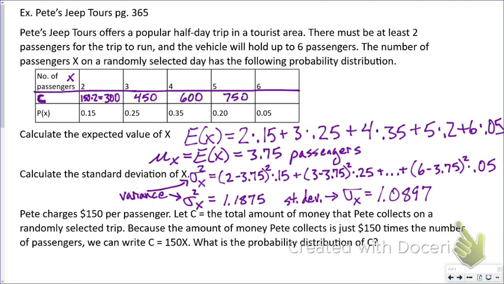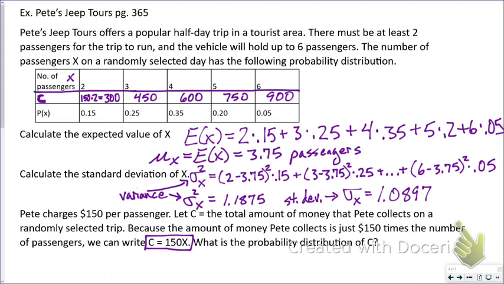what this looks like. The probabilities do not change. So that means when he brings in $300, that's 15% of the time. So I'm going off of this, if you were lost a second ago. He's charging $150 per passenger.